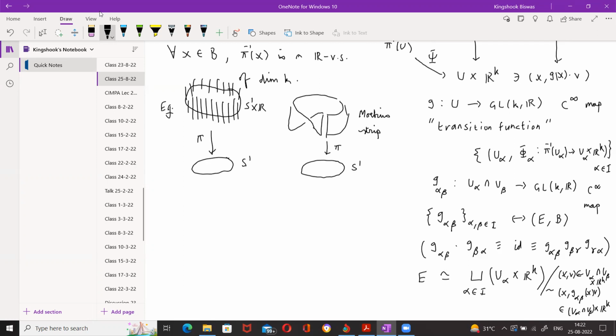Fine. So the one notion we need is what is a section of a vector bundle.